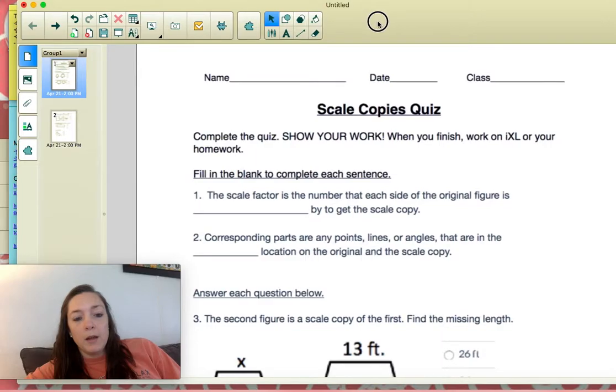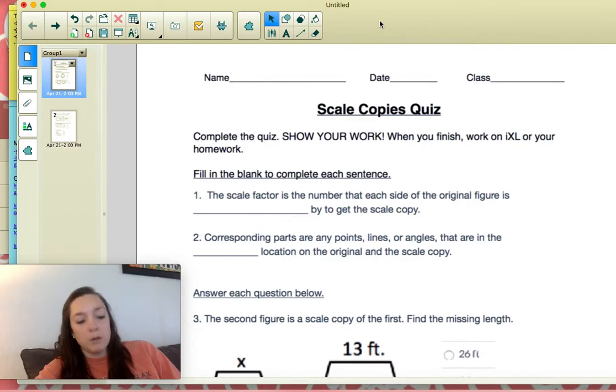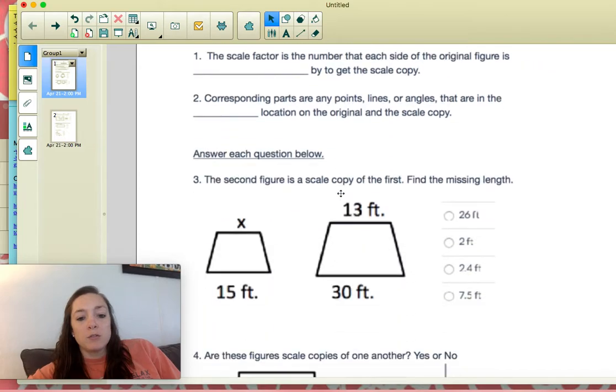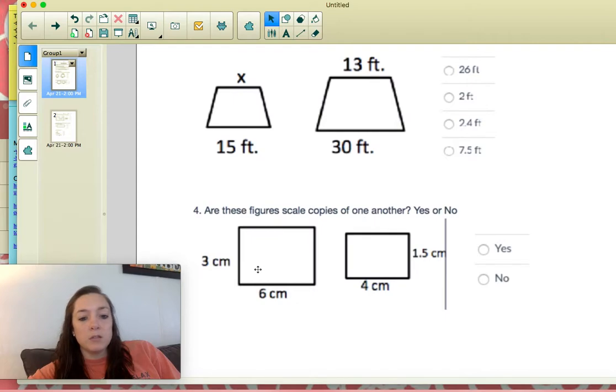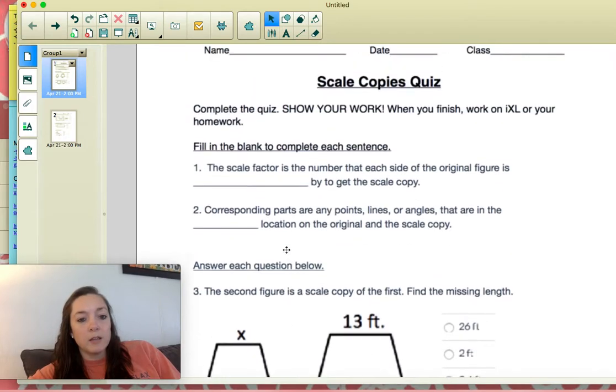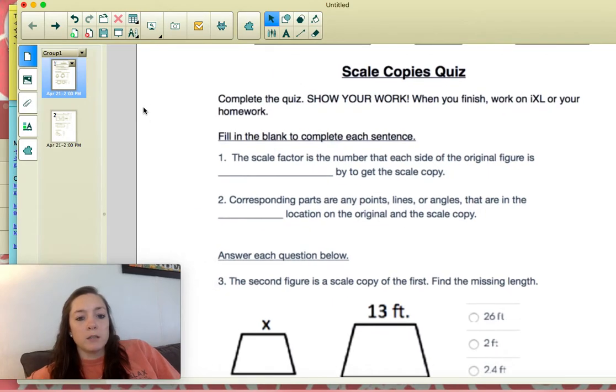Thursday, Friday of this week, we are talking about scale copies or scale drawings. Way back to the beginning of the year, I don't know if you guys remember this because it was literally the first thing we did. You have two figures and you have to figure out what the missing part is, or figure out if these are scaled copies, things like that. So let's just review two things that are really important with this.